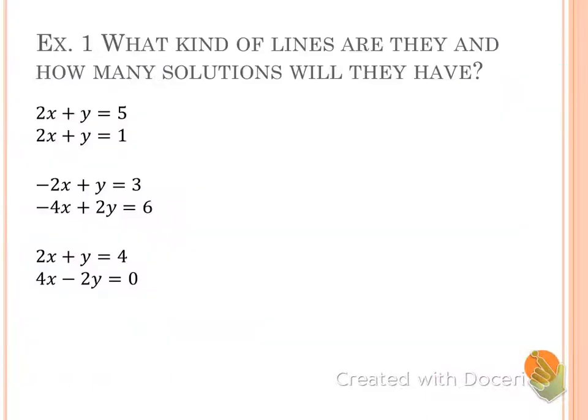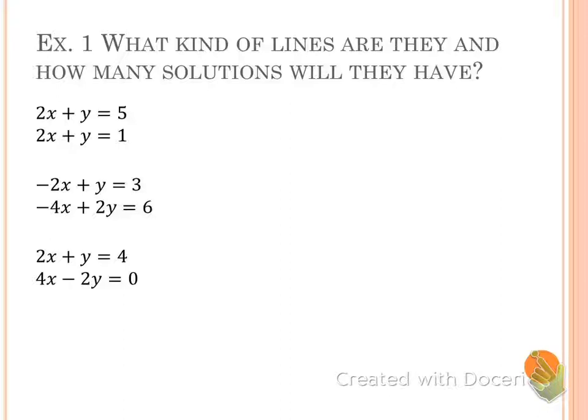All right, so this is what the questions are going to look like on your homework or test or quiz. I'm going to ask you, what kind of lines are they and how many solutions will they have? What is the first thing you have to do? Y equals mx plus b form. Is this set of equations in y equals mx plus b form? No. So I need to do that. Everybody should know how to do that. You should have learned how to do that back in chapter 6 when we graphed lines.